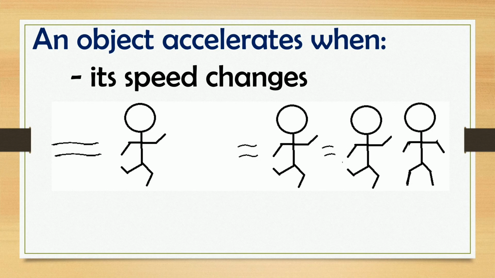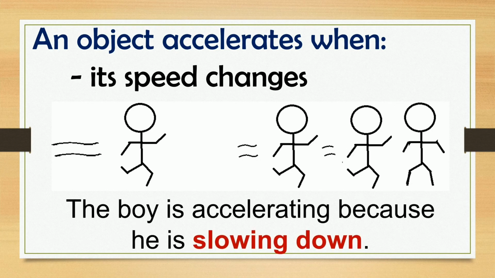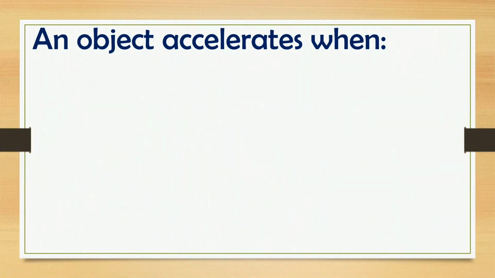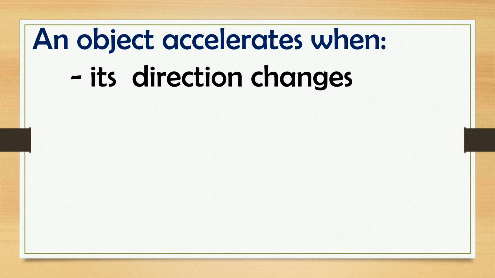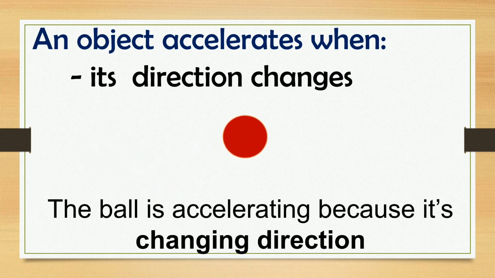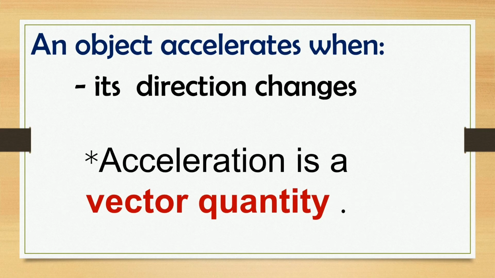In the next illustration, the boy is also accelerating because he is slowing down or decreasing his speed. In both cases, the speed changes. Next, the object also accelerates when its direction changes. This ball, for example, is accelerating because it's changing its direction. An object has constant direction only if it is moving on a straight path. Since acceleration also applies to direction, it is classified as a vector quantity.